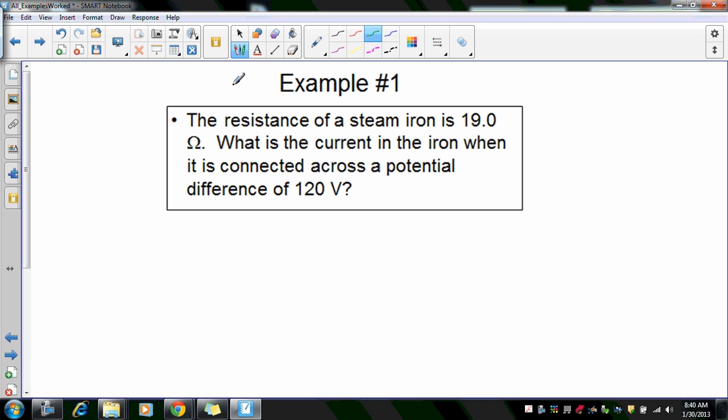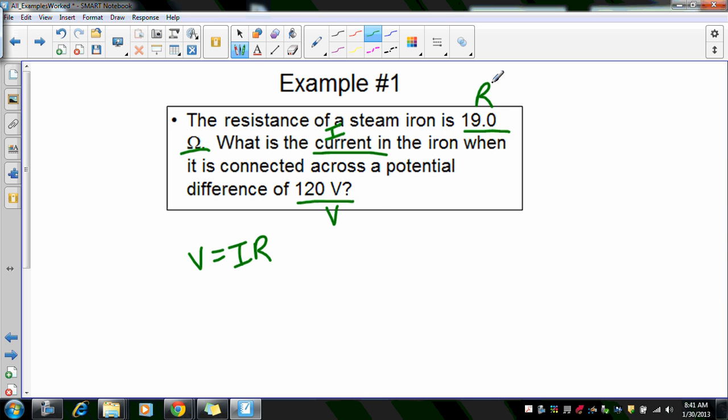So here we go. Example. The resistance of a steam iron is 19 ohms. So first thing we're going to do is underline our givens. Resistance is R. What is the current? So we're looking for current, which is I, in the iron when it's connected across a potential difference of 120 volts. So volts is V. Remember, that's the only one where the unit and the variable symbol are the same. So our equation, V equals IR.